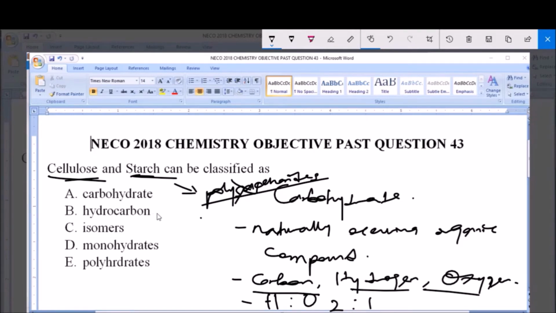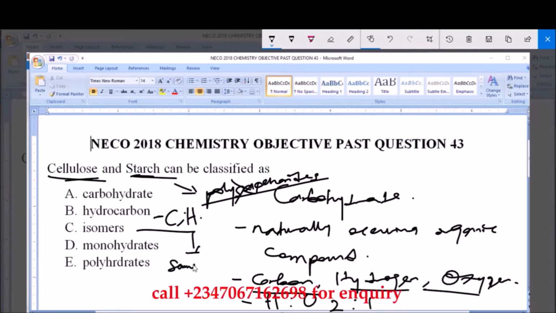Now option B here says hydrocarbon. Hydrocarbons are only compounds that contain carbon and hydrogen. Examples are methane, ethane, butane. Now option C says isomers. Isomers simply refers to two or more compounds having the same molecular formula but different structural formula. An example is butane and 2-methylpropane. So these are isomers.